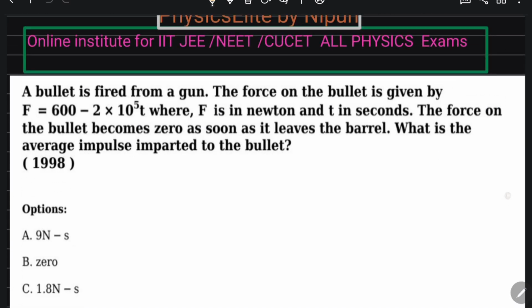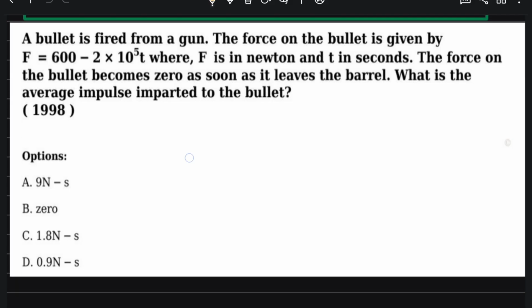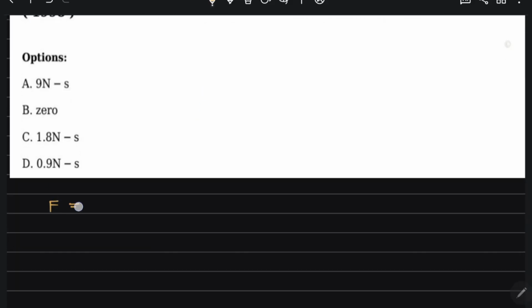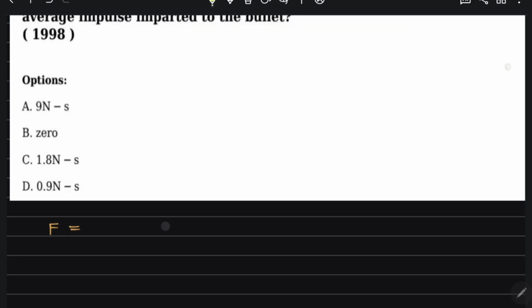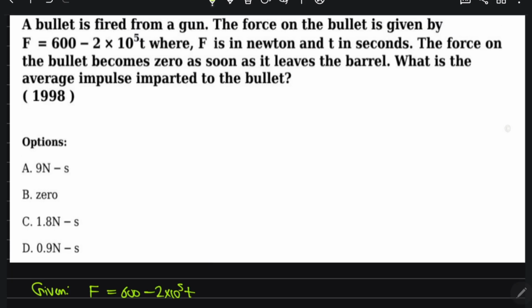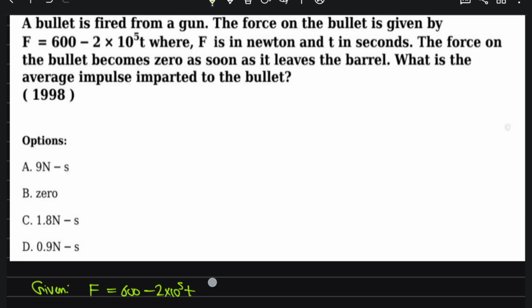Right? So shall I do this problem? A bullet is fired from a gun. A force on the bullet is given by F is equal to 600 minus 2 into 10 to the power 5 t. F is in newton, t is in second. The force on the bullet becomes 0 as soon as it leaves the barrel.